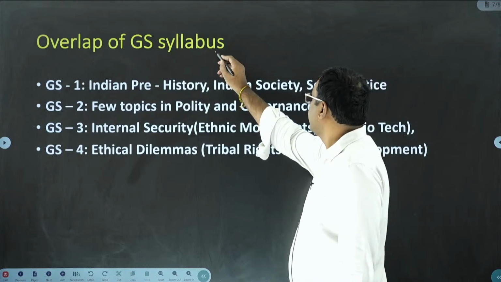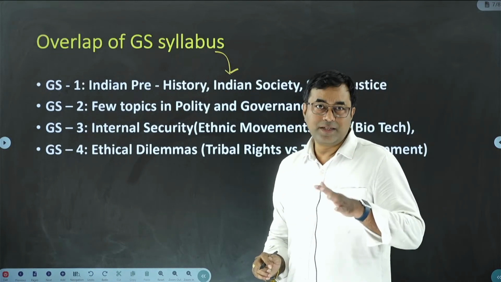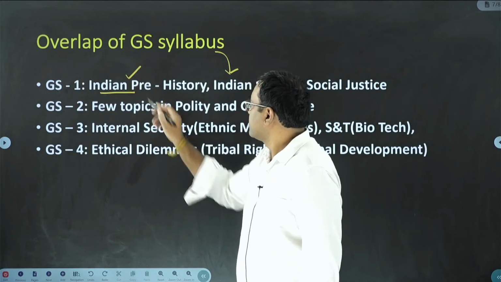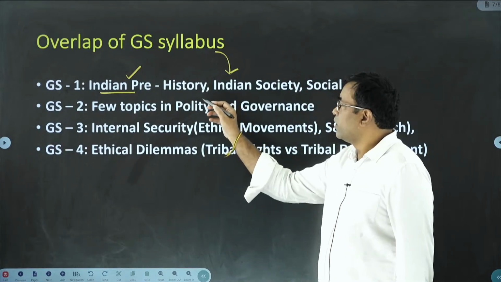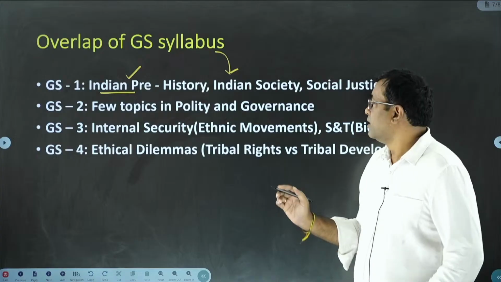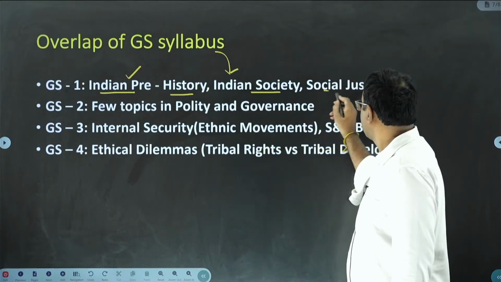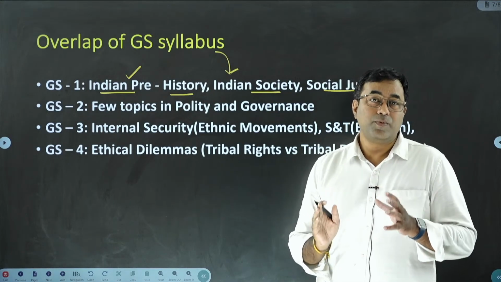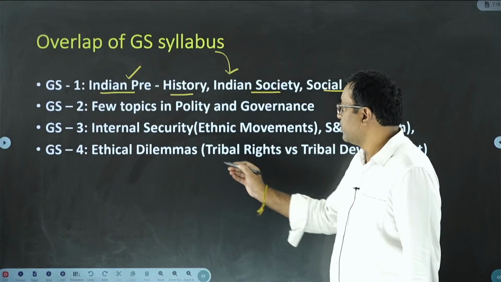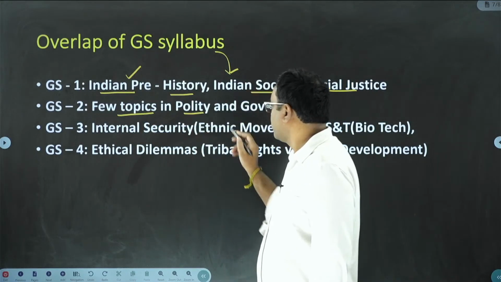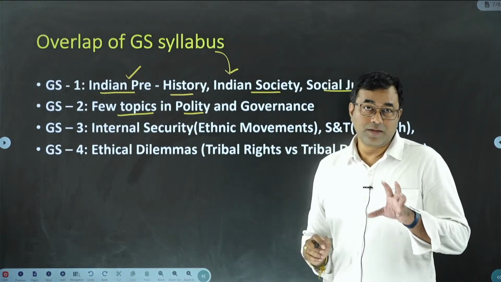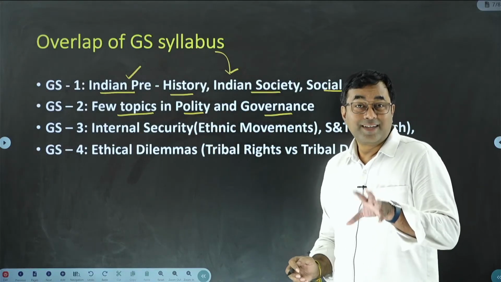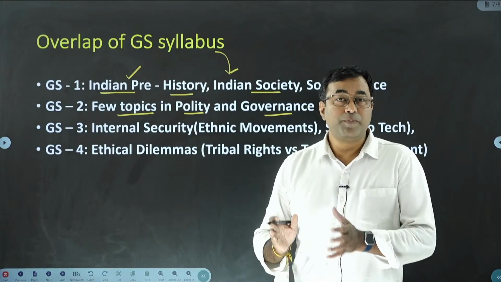Next one is overlap with the GS subjects. There are many GS subjects: GS 1, 2, 3 and 4. In GS 1, Indian prehistory is correlated with anthropology-related subjects, for example prehistory, Indian society, social justice. For these topics you can write better answers if you have an anthropological orientation. At the same time in GS 2, a few topics related to polity, particularly SC/ST-related concepts and governance-related concepts, are also discussed briefly in anthropology with respect to paper 2.